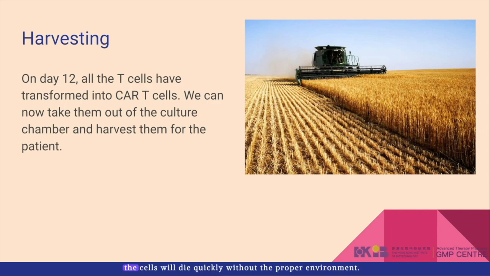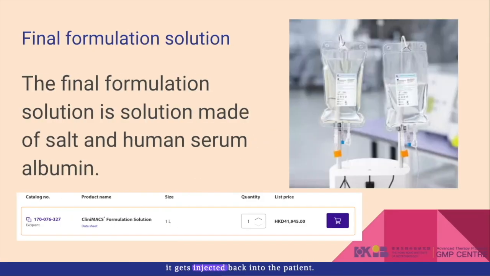However, the cells will die quickly without the proper environment, so we have to use the final formulation solution to preserve these T cells for another 24 hours before it gets injected back into the patient. These CAR T cells will be put and blended into the final formulation solution, which is made of salt and human serum albumin, which will be able to allow for the cells to live as they get transported to the hospital to be sent back to the patient.